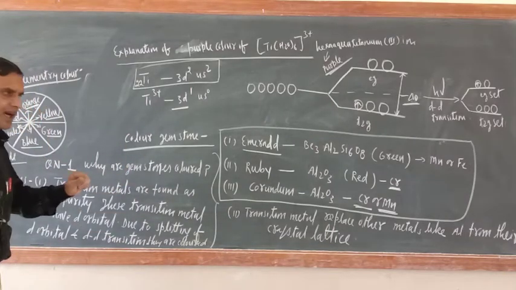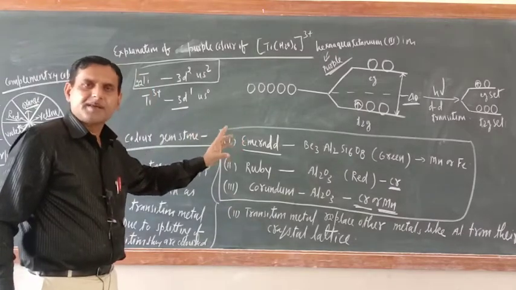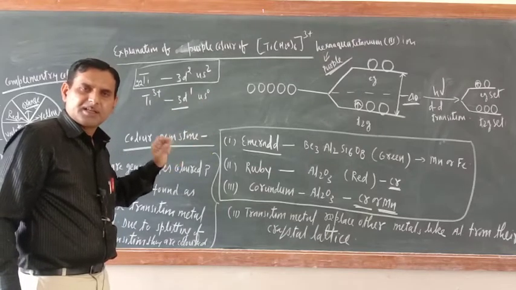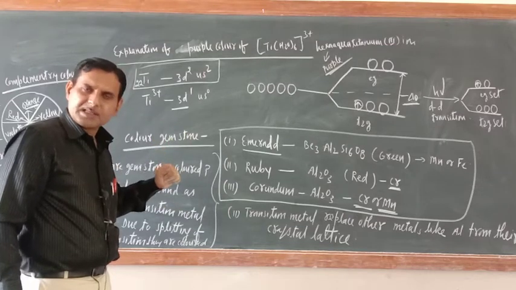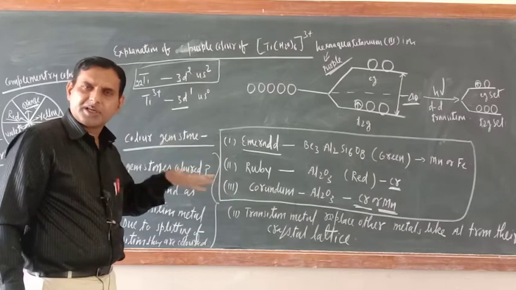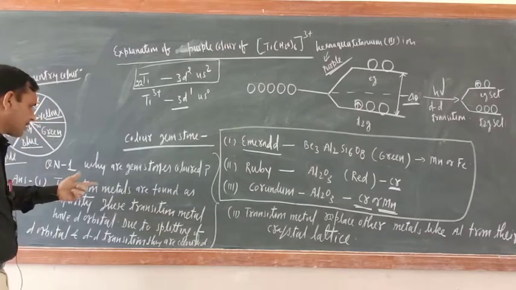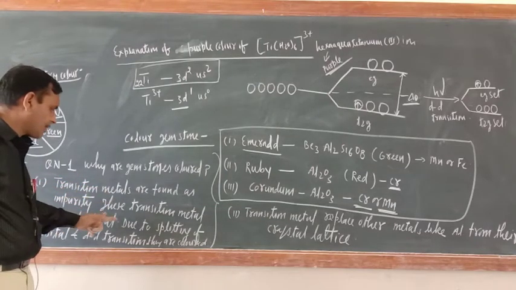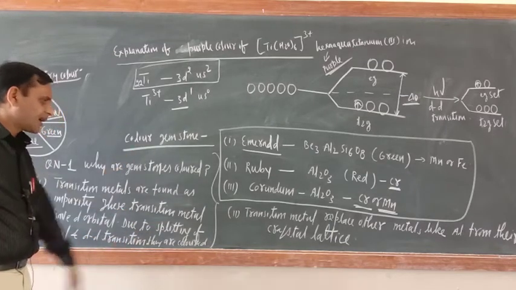Try to understand. In these gemstones there is an impurity of transition metal, and when transition metals are there, definitely d orbitals will also be there. So when d orbitals are there, splitting of d orbitals would be there, unpaired electrons would be there, and dd transition would be there. That is why they are colored. So I wrote here: transition metals are found as an impurity. These transition metals have d orbitals. Due to splitting of d orbitals and dd transition, they are colored.